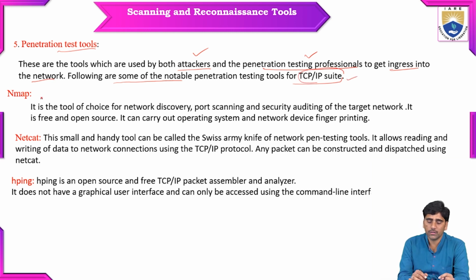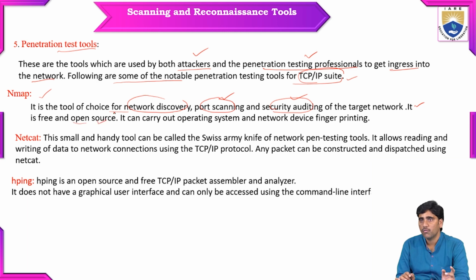So the first one is what? Very important, Nmap. It is the tool of choice for network discovery. It is used for what purpose? Network discovery, port scanning, and security auditing of the target network. It is open source and free software. It can carry out operating system and network device fingerprinting.